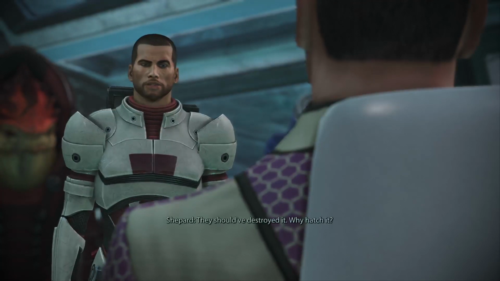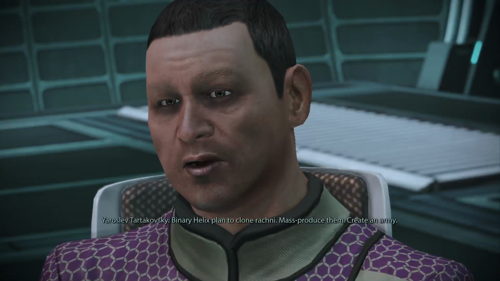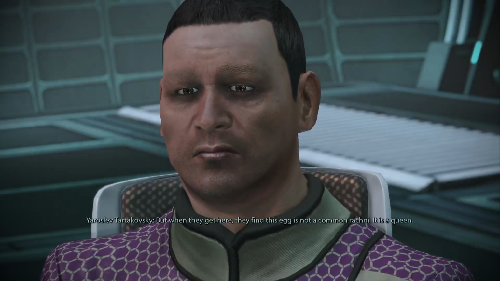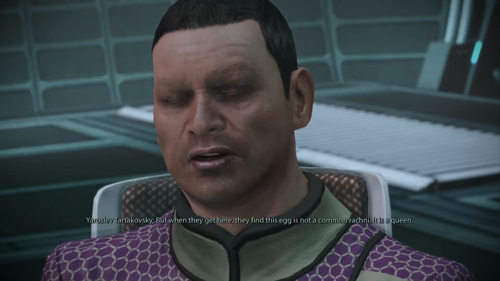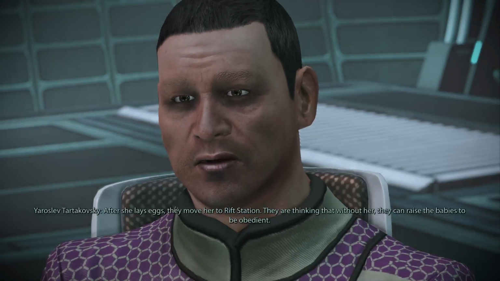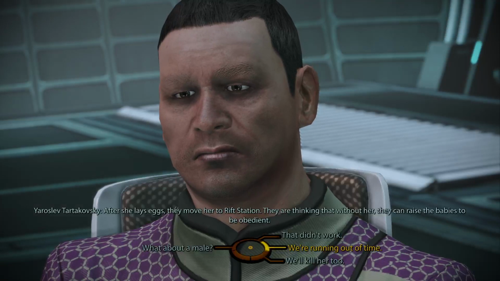They should have destroyed it. Why hatch it? Binary Helix planned to clone Ragnar, mass produce them, create an army. But when they get here, they find this egg is not a common Ragnar. It is a queen. After she lays eggs, they move her to Rift Station. They are thinking that without her, they can raise the babies to be obedient.